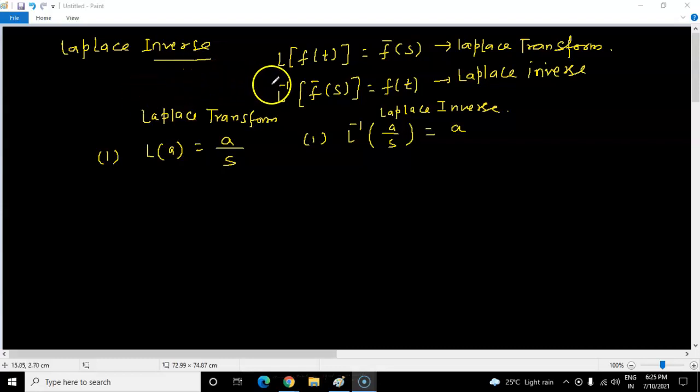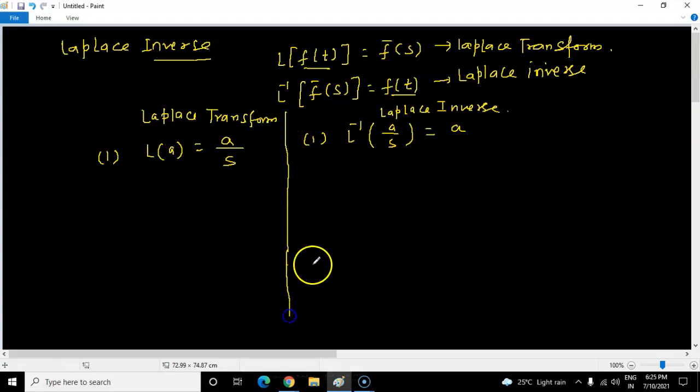So Laplace inverse means, if in the last chapter we did Laplace transforms, and f of t is the function given, we find the Laplace of this f of t and represent it in terms of a bar of s. That is the Laplace transform. Now if you find the inverse of this a bar of s, we will get f of t. That we are studying in this chapter, Laplace inverse.